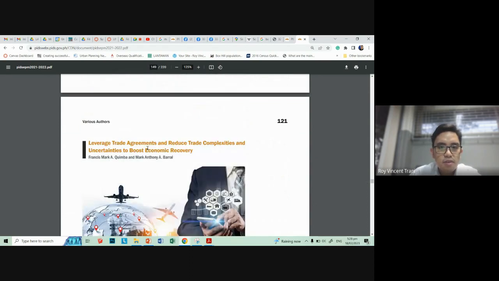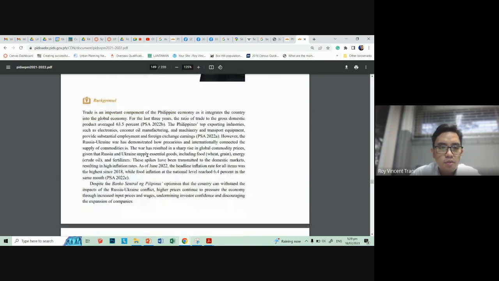So this is various authors policy memo. What do you have here? Trade is an important component of the Philippine economy as it integrates the country to the global economy. For the last 3 years, the ratio of trade to gross domestic product averaged 63.5%. The Philippines' top exporting industries such as electronics, coconut oil manufacturing, and machinery and transport equipment provide substantial employment and foreign exchange earnings. However, the Russia-Ukraine war has demonstrated how precarious and internationally connected the supply of commodities is. The war has resulted in a sharp rise in global commodity prices, given that Russia and Ukraine supply essential goods, including food, energy, and fertilizers.